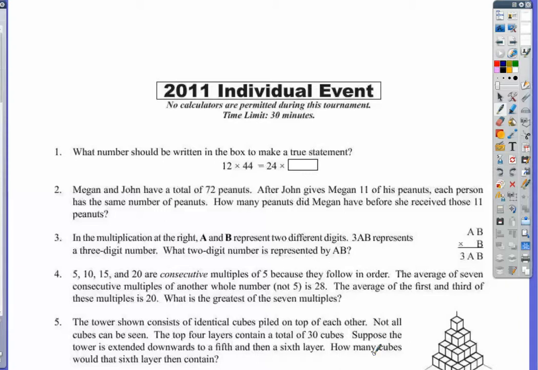Alright, so here we go. I'm going to do on the individual round 1 through 5 and then 6 through 10. And tomorrow I'll post the team round.